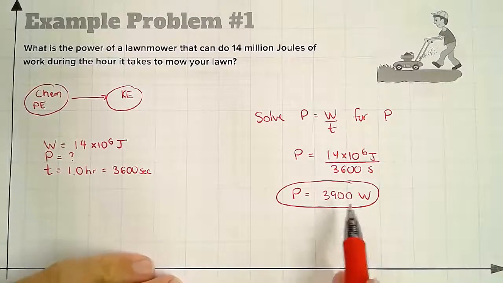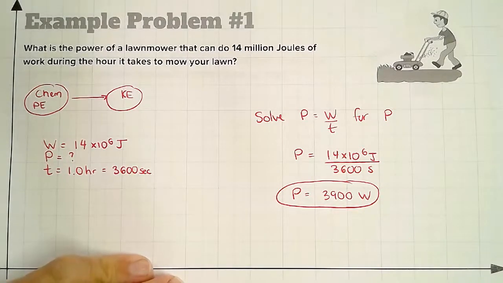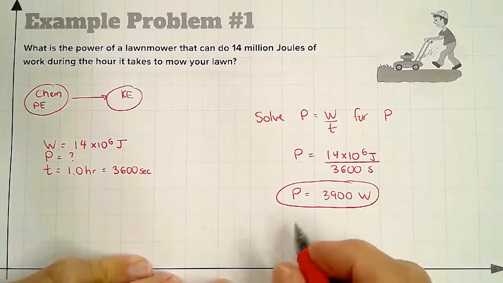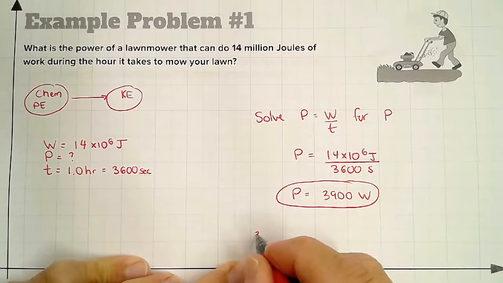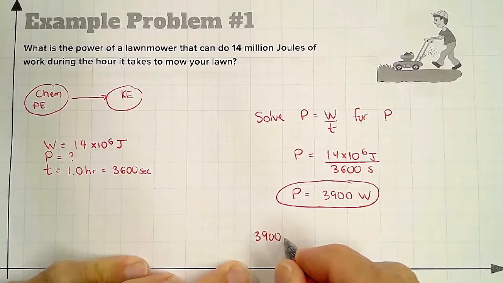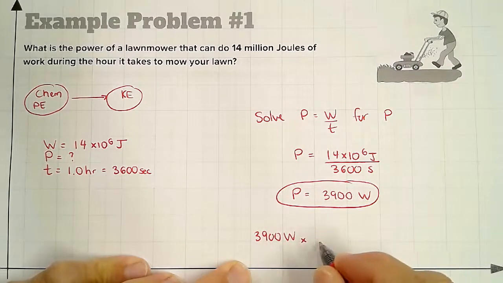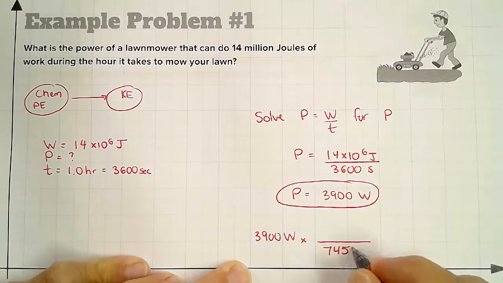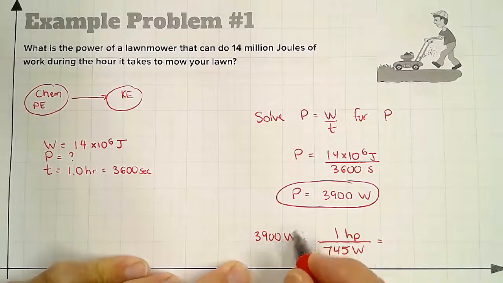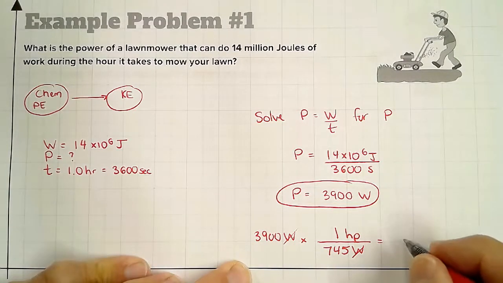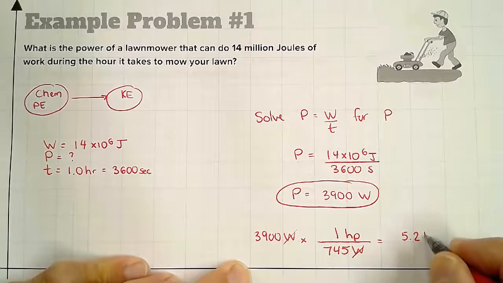Now, a power of 3,900 watts, we don't really have any way to think about that because we just don't deal in watts. So one of the things we often do is we convert it to a unit that we are more familiar with, which is horsepower. So if I take my 3,900 watts, which is joules per second, I can use my conversion factor that there are 745 watts in 1 horsepower. And so if I cancel the watts, I'm left with horsepower. 3,900 divided by 745 is about 5.2 horsepower.